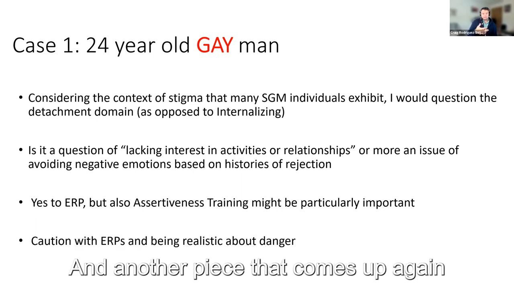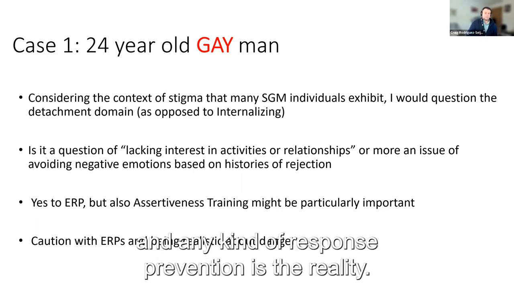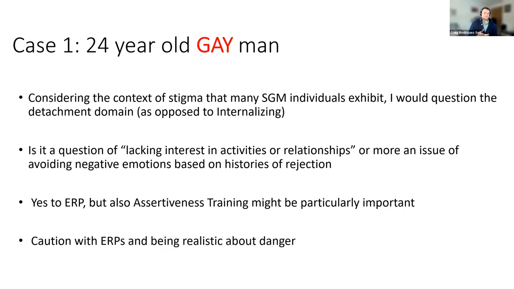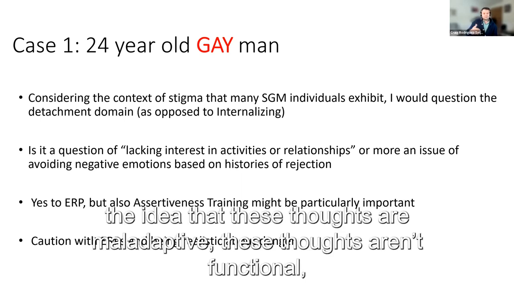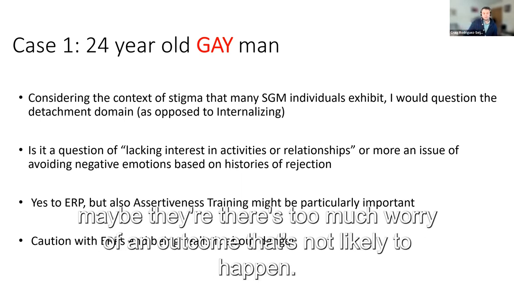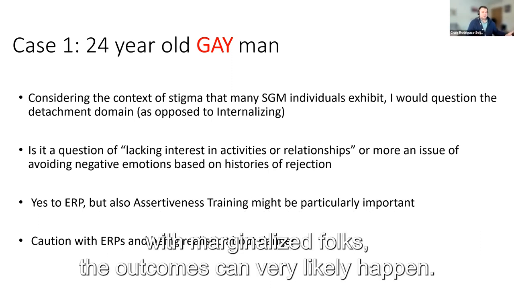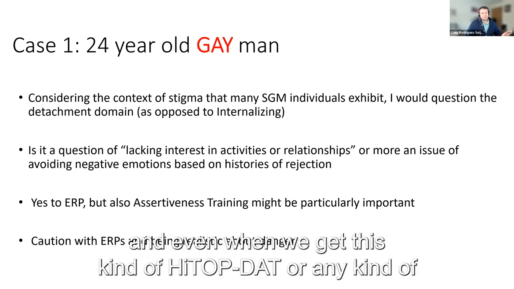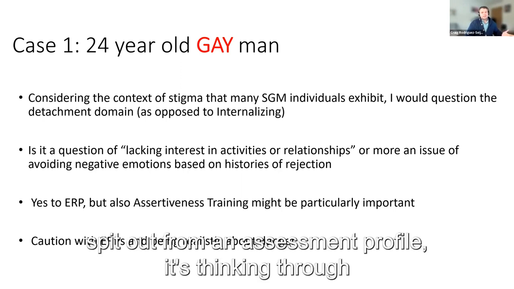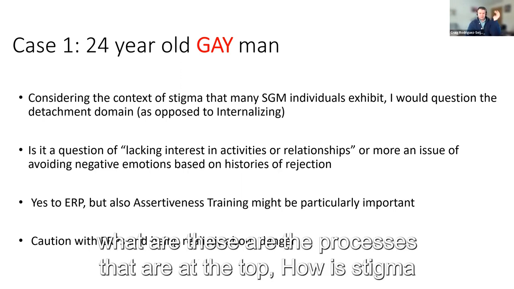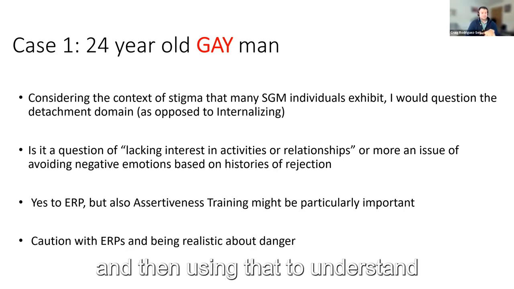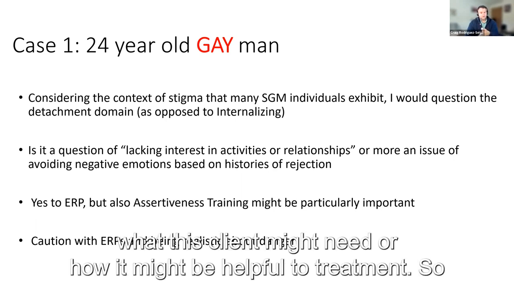Another piece that comes up, again thinking about exposure and response prevention, is the reality. I think many times, at least in CBT models, the idea is that these thoughts are maladaptive, these thoughts aren't functional, maybe there's too much worry about an outcome that's not likely to happen. But when you're dealing with marginalized folks, the outcomes can very likely happen. So the way we think through them and approach them in treatment, and even when we get this kind of elevated data or any output from an assessment profile, it's thinking through what other processes are at the top. How is stigma impacting behavior that could be fully functional, and then using that to understand what this client might need or how it might be helpful for treatment.